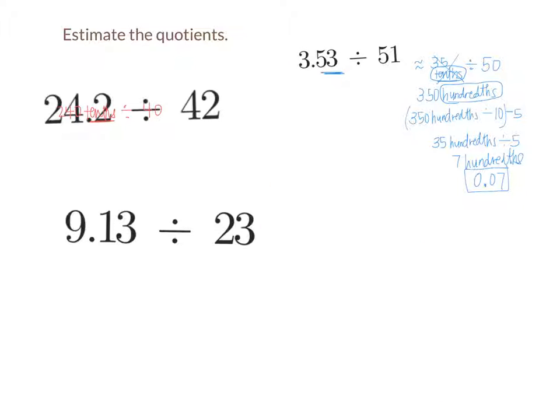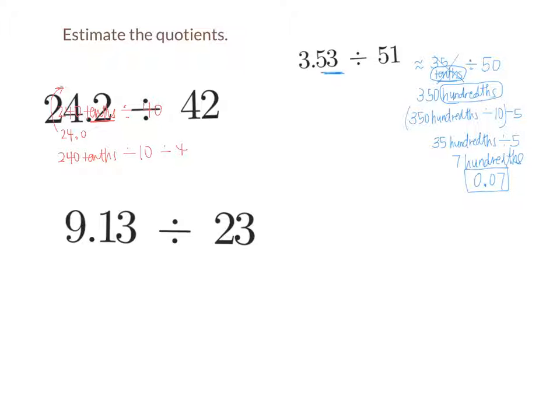If I were to write 240 tenths in standard form, it would be 24.0, right? Because I would need that 0 to be in the tenths place. Is that pretty close to our original number? 24.2 is pretty close to 24.0. So we know that that is close. Okay, now let's write this out in two steps. So it'd be 240 tenths divided by 10 divided by 4, right?